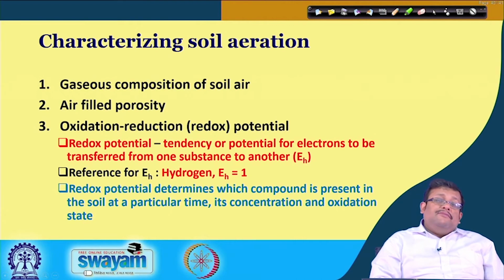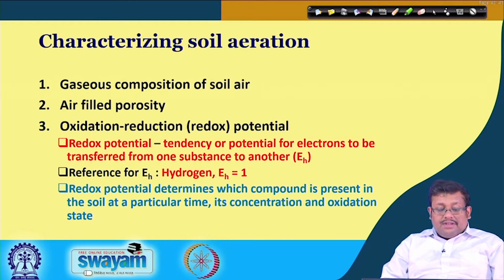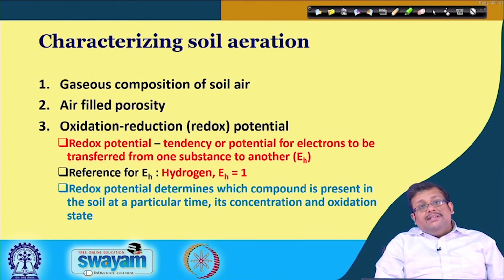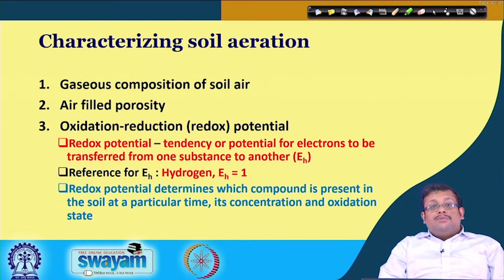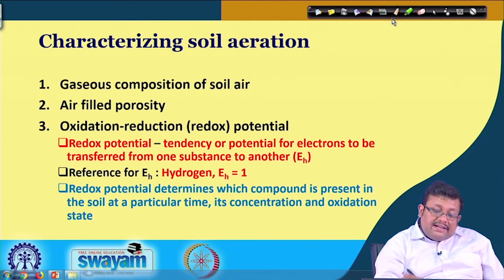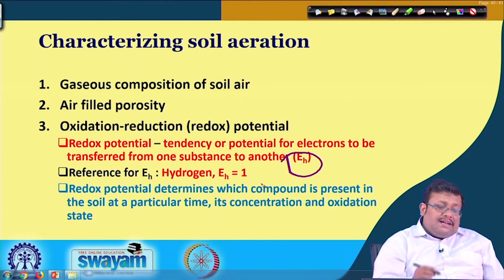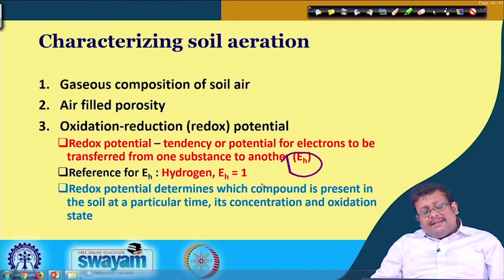And let us see another very important term, that is oxidation reduction potential or redox potential. Now, redox potential basically shows the tendency or potential for electrons to be transferred from one substance to another substance, and this redox potential we generally term in terms of EH. So, this redox potential, there should be a reference.